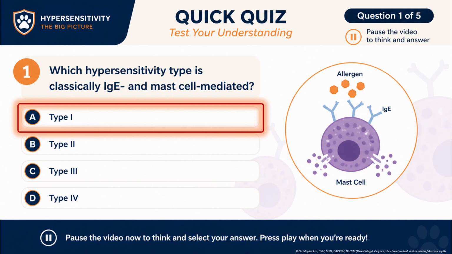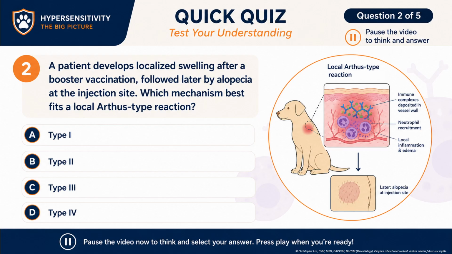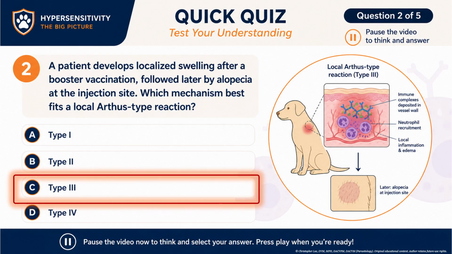Question 2. A patient develops localized swelling after a booster vaccination, followed later by alopecia at the injection site. Which mechanism best fits a local Arthus type reaction? The answer is type 3 hypersensitivity. An Arthus reaction is a localized type 3 reaction. Immune complexes form near the site of antigen exposure, activate complement, recruit inflammatory cells, and cause local tissue injury. Remember, Arthus equals local immune complex disease.